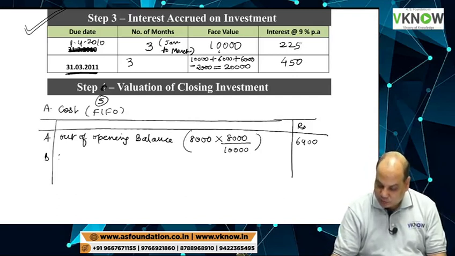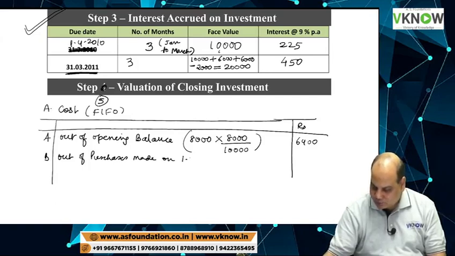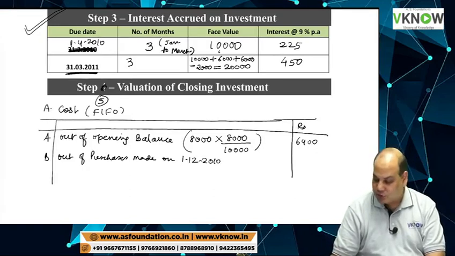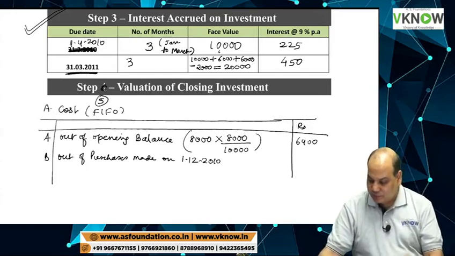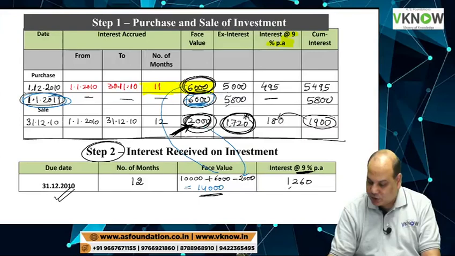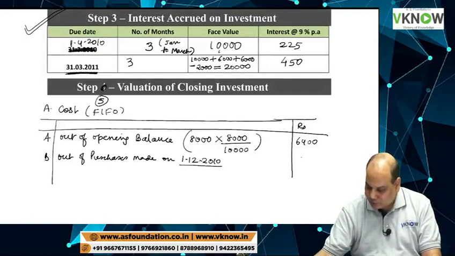Then point B, write down out of purchases made on 1st December 2010. You have purchased something on 1st December 2010 on the screen, first line, and its cost is 5,000 rupees.